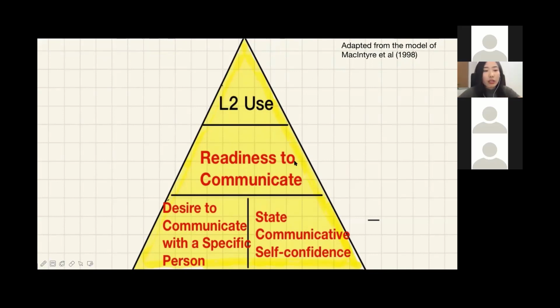How can I check? Sorry, I'm going to check the chat box. I think I lost the chat box. Oh, I found it here. Sorry guys, I'm just really not familiar with this.